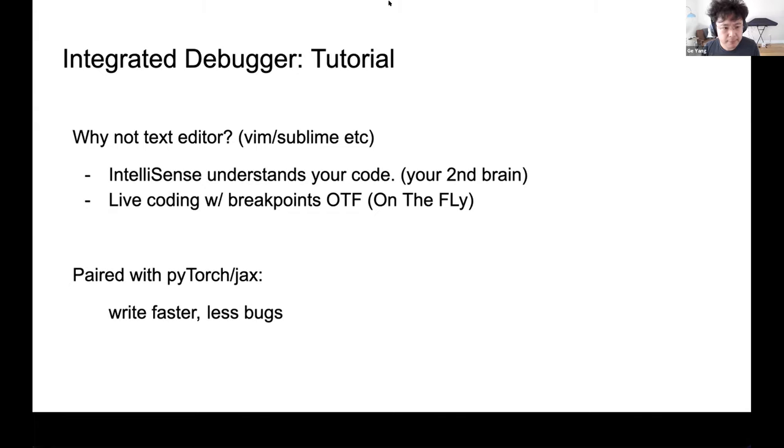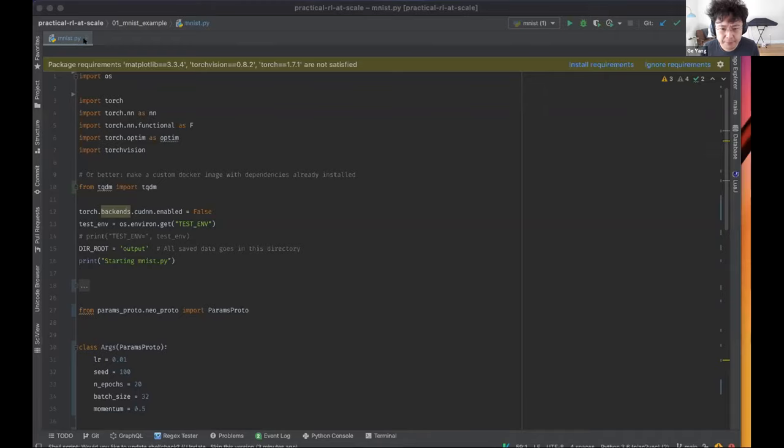So the biggest benefit of an integrated debugger, like the one that comes with Eclipse or IntelliJ, and somewhat, at a barely usable level, with VS Code, is that you can insert breakpoints on the fly. And when you pair this with JAX and PyTorch, both of which are functional in nature, you can write a lot faster, introduce much fewer bugs, so you spend much less time debugging and more time actually doing research. Okay, so here's a quick demo.